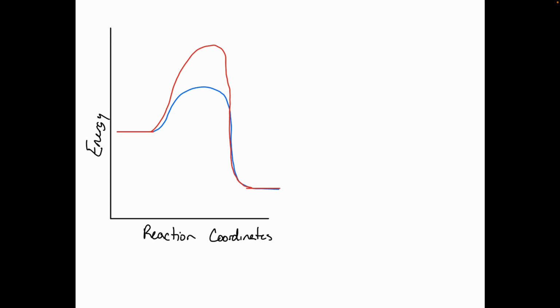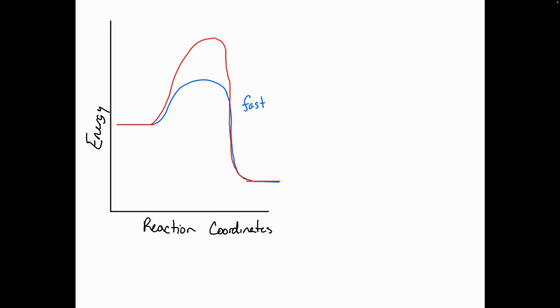So if I'm comparing these two reactions, which one's more favorable from a thermodynamic standpoint? From my endpoints here, red, blue, are they the same? They're the same. What about from a kinetic standpoint here? Which one of these is going to be the faster reaction? The blue, this is my fast reaction. The red represents my slow reaction because it's got that higher activation energy barrier.